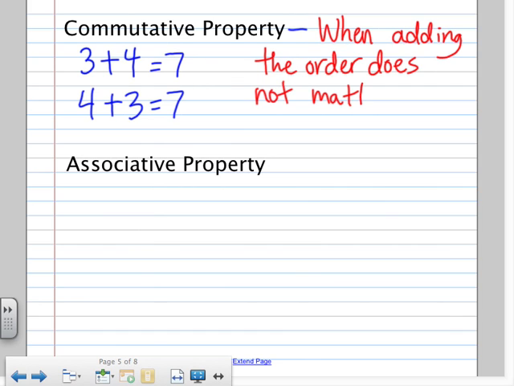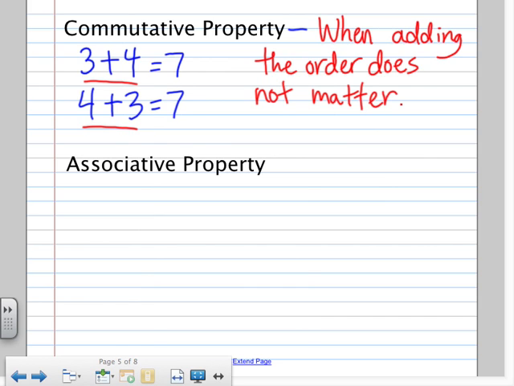Now, if you think about it, this is not true for subtraction, right? The order does matter in subtraction. If I start subtracting and I flip the order around, I'm going to get a different answer. But it's also true for multiplication. We're not going to mention this right now because we're only talking about adding and subtracting today. But it is also true for multiplication. So commutative property, when adding, the order does not matter. You can flip around the order.